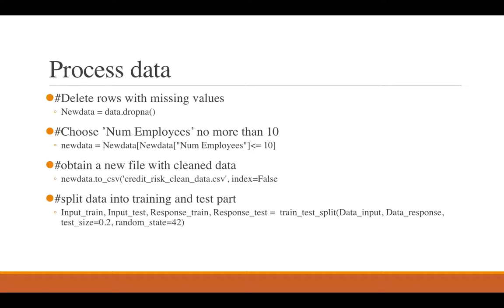As usual, the first step is to process the original data, which includes deleting all rows with missing data, choosing rows where the field number of employees is no more than 10 as requested in the problem, saving the selected data into a new CSV file for further use, then using the train test split function to split data into different parts.